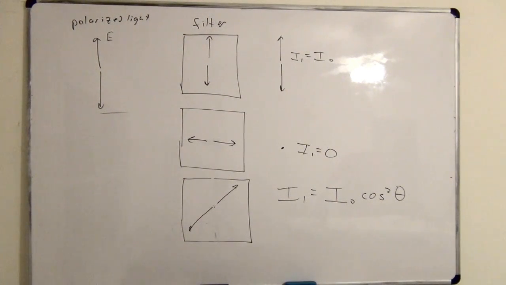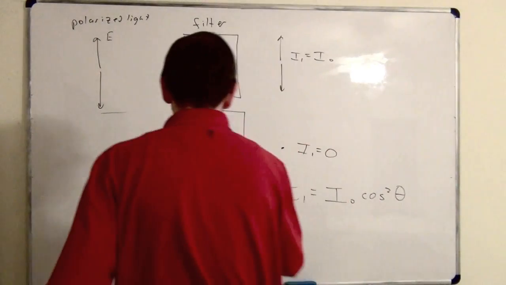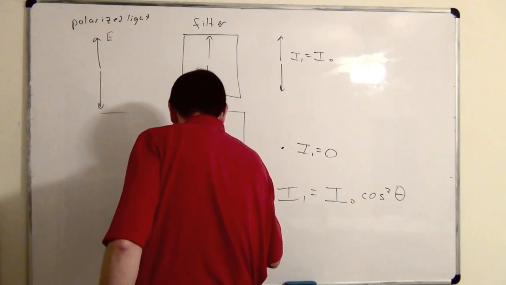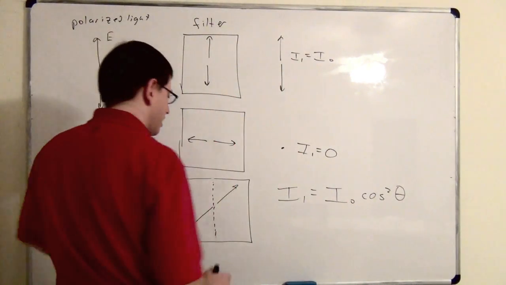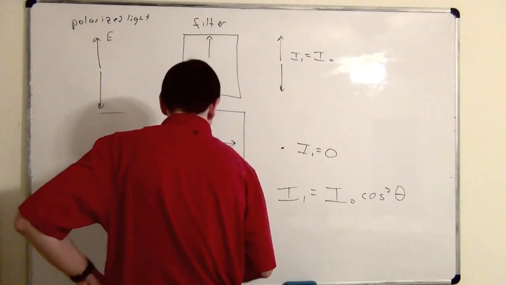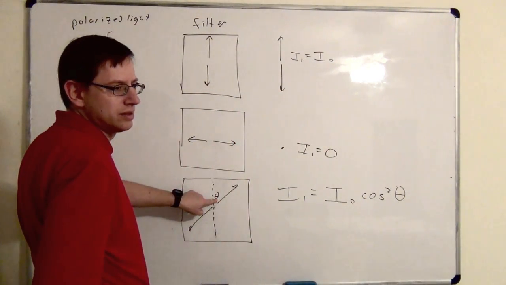Is that what you were showing before? The way I would do it is like this. I would draw this line, and I would say this is the angle.